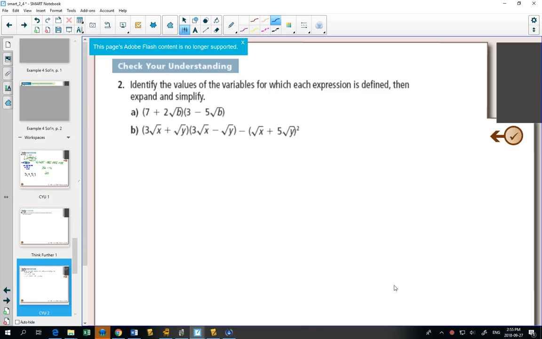Example 2 does the same thing, but now introduces variables. Okay? And it also revisits this idea saying, when is it defined? So first of all, we have to figure out when it's defined, and then we have to expand. Okay? Expand and simplify. In mathematics, expand means get rid of the brackets.